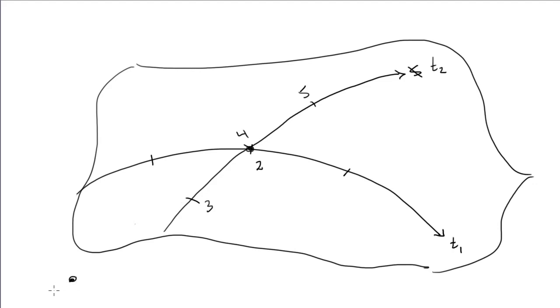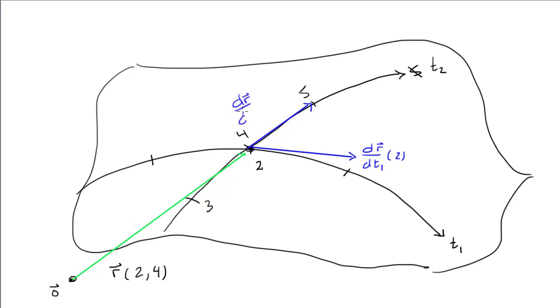For our vector description, we start at the origin and push onto the point. Tangent vectors. T1 is varying, T2 is fixed at 4, and so it's just a function of T1. I take a derivative for the tangent vector. T2 is my variable, T1 is fixed at 2, and I take a derivative and get my tangent vector.